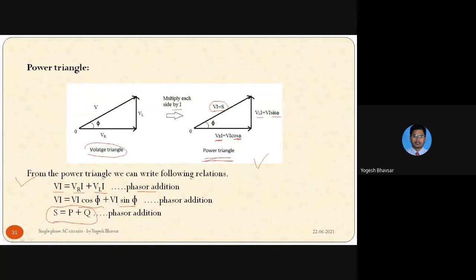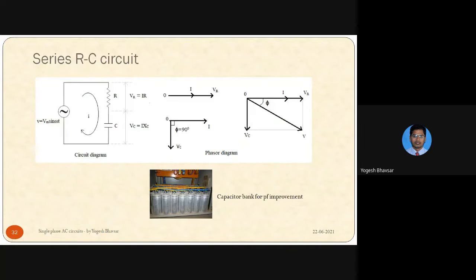That is, apparent power is the phasor addition of active and reactive power. That's why in the definition also we have defined apparent power as a combination of active and reactive power. So by this impedance and power triangle, this is the proof of why apparent power is the addition of active and reactive power.